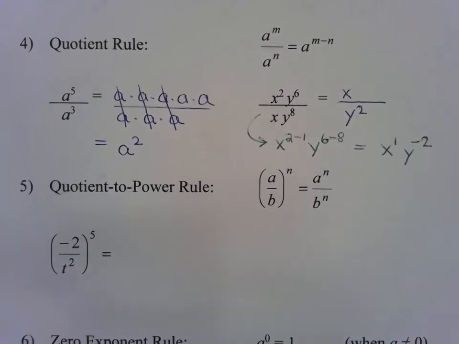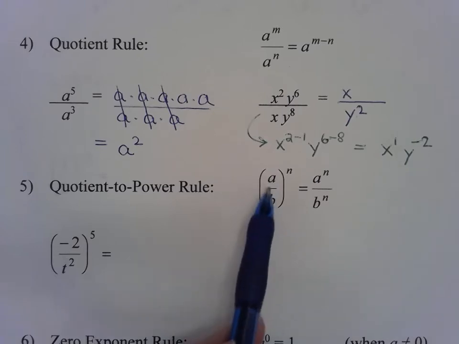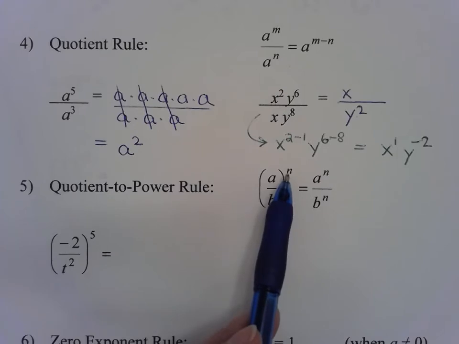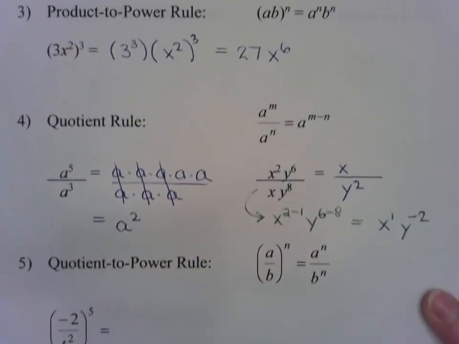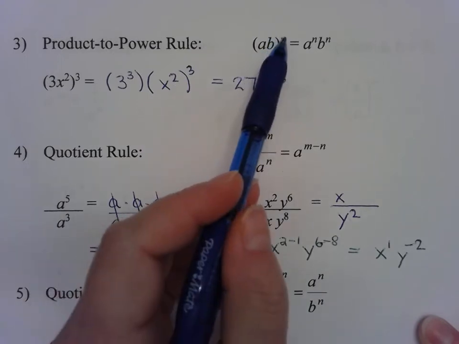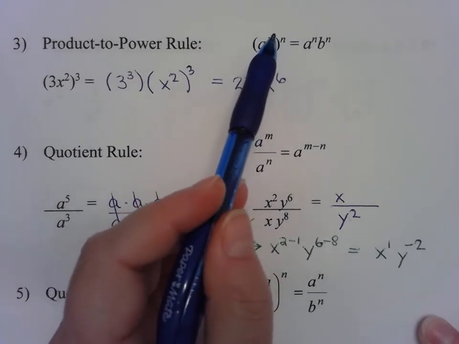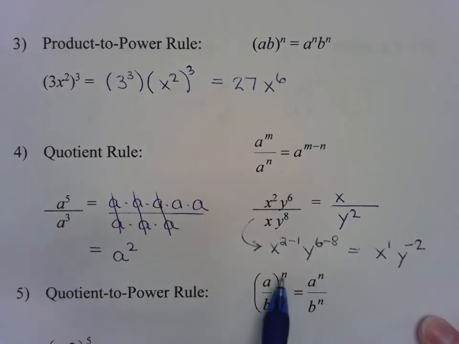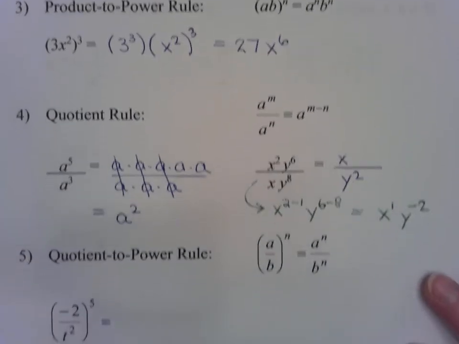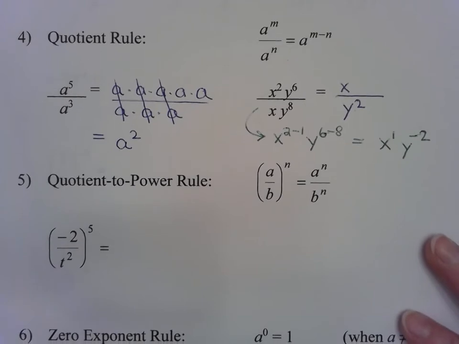Number 5 is the quotient to a power rule. So if I have some a divided by b, a fraction of some kind, and I want to raise it to an exponent, just like in number 3, where I said I could almost distribute the exponent, I can do it for division as well. So it goes to both the top and the bottom. This is the one I sometimes forget, to be honest.